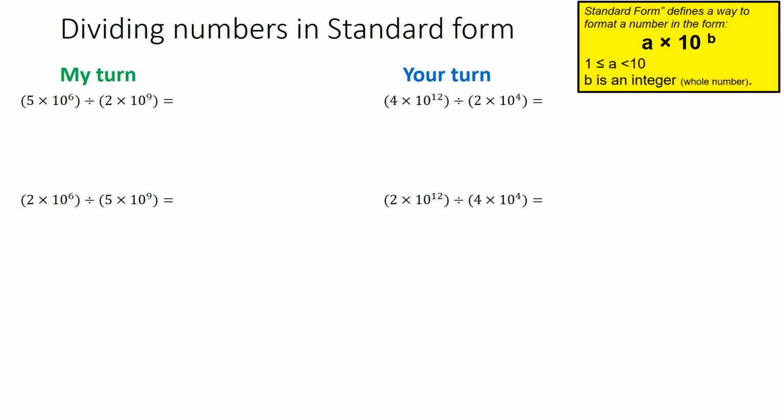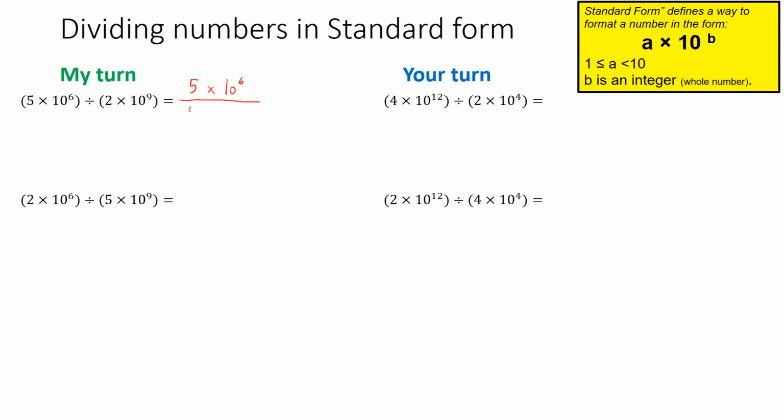So this time we are going to look at a slightly more difficult case of dividing two numbers in standard form. What I strongly recommend you do is start representing your division in the form of a fraction, because then what you need to do is clearer. So the numerator here, you've got 5 times 10 to the power of 6, and you want to divide that by 2 times 10 to the power of 9.